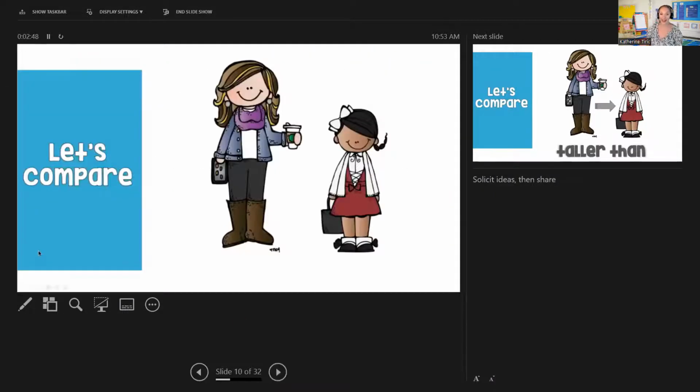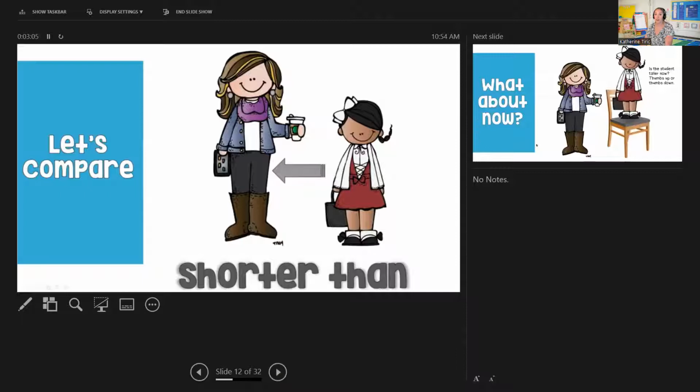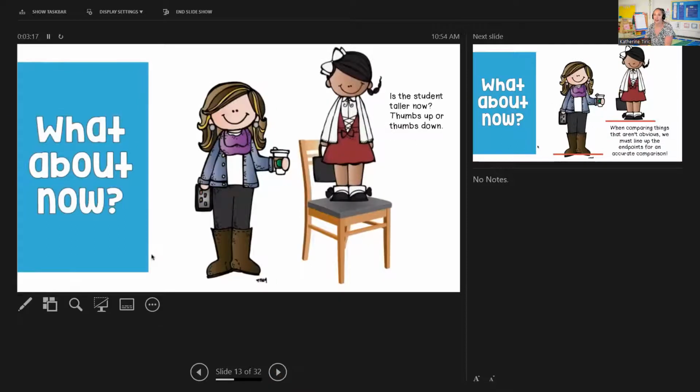So we're going to compare, first of all, these two people, the teacher and the little girl. And if we look at the teacher compared to the little girl, we would say the teacher is taller than the little girl. She's taller. If we're talking about the little girl versus the teacher, we would say the little girl is shorter than the teacher. What do you think about this? Is a student actually taller now? Thumbs up or thumbs down? What do you think?